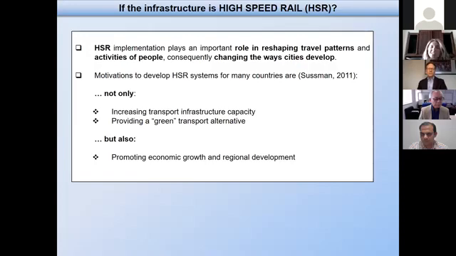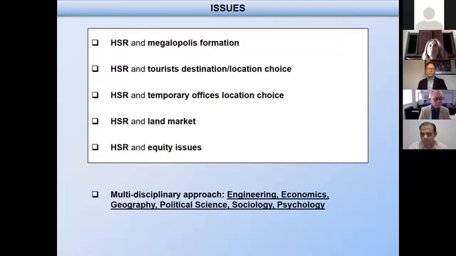So the issues that I will deal with during this contribution are reported here. I will talk about high-speed rail and megalopolis formation, high-speed rail and tourist location choices, high-speed rail and temporary offices location choices, high-speed rail and property market, high-speed rail and equity issues. As I promised in my first slide, the social impacts and the equity issues are something that today we absolutely have to deal with.